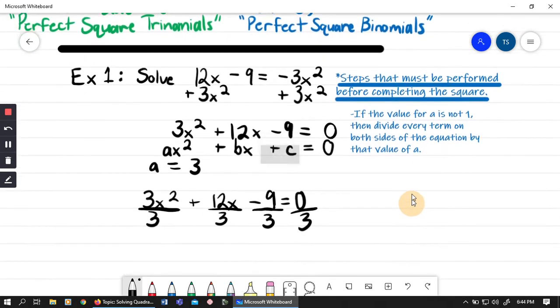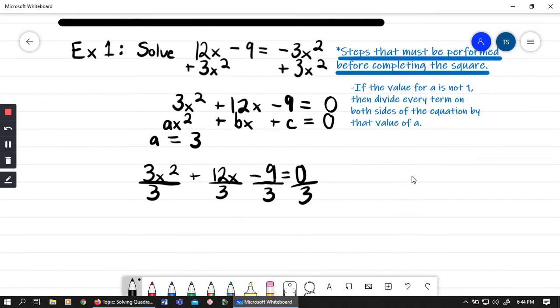Okay? And so let's see here. When we do that, of course, 3 over 3 simplifies to just 1, or in other words, just x squared. 12 divided by 3 is 4, and so here that's going to be 4x. -9 divided by 3 gives you -3. All right, and then 0 divided by 3 is again 0.